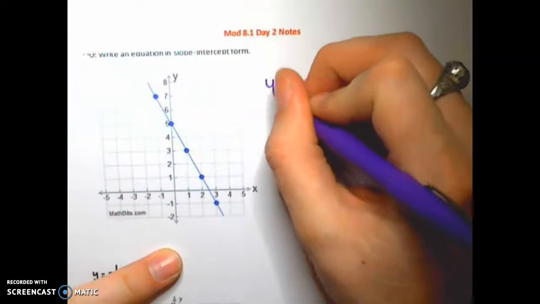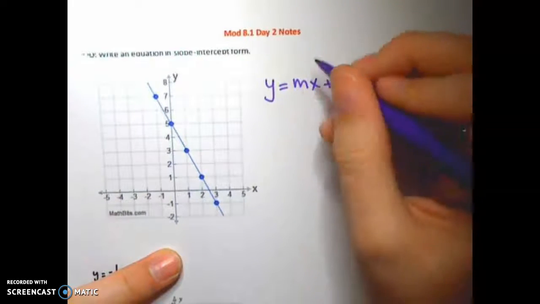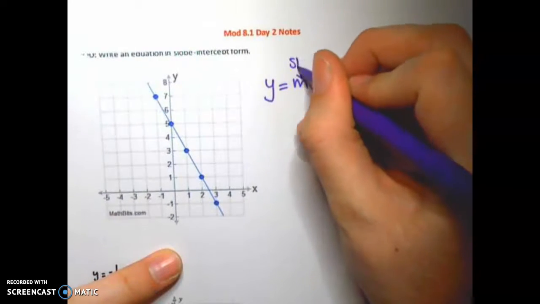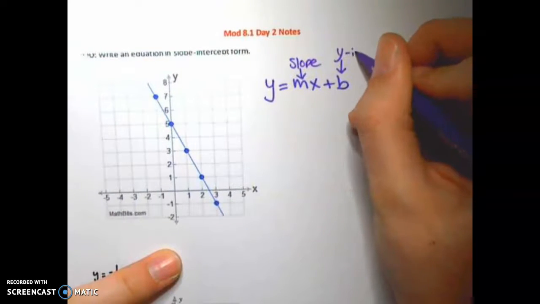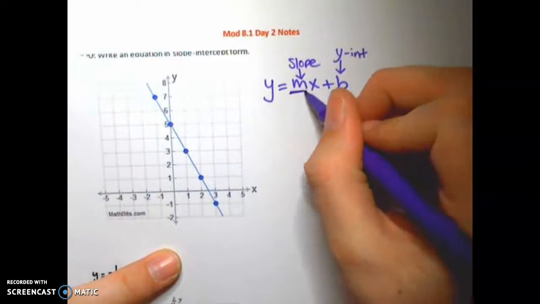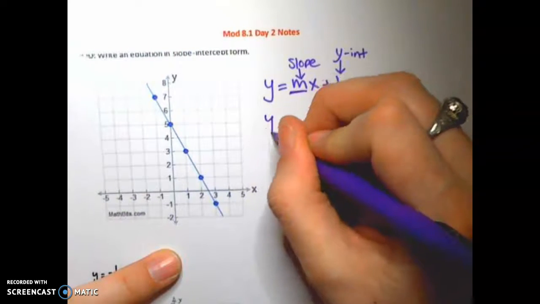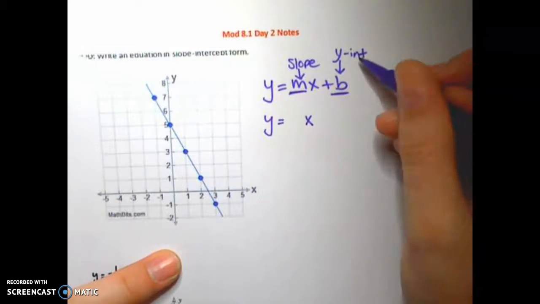Slope-intercept form is always y equals mx plus b. M is slope, and b is y-intercept. So I always like to start with the y-intercept. So we're making spaces for this one and this one. So we have y equals something, x, and something. So I'm going to find the y-intercept first.